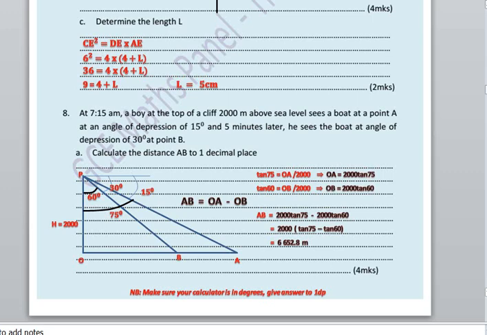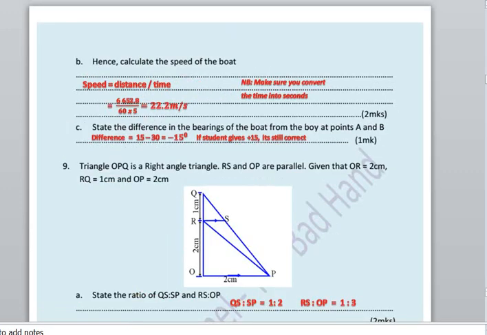Now the B part of the question says we should calculate the speed of the boat. So normally the distance that we have for AB, it moved from A to B, we had 6,652.8 meters, and you have been told that the boat took 5 minutes. Normally you have to convert these minutes to seconds. That will be 60 times 5, and the speed will be this distance divided by time. That gives us 22.2 meters per second. So the boat was actually running at a very high speed.